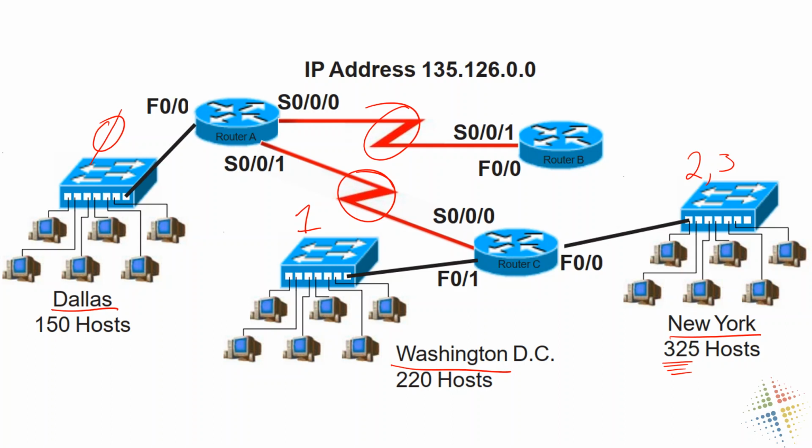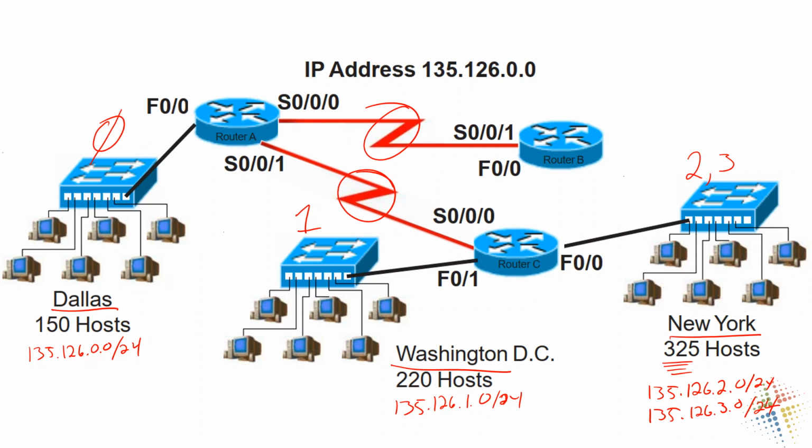So starting off with 135.126.0.0/24. And I'm just starting from the left because I'm starting from the left. Washington, D.C. would then be 135.126.1.0/24. And then New York would have 2 networks assigned to it. 135.126.2.0/24 and 135.126.3.0/24.